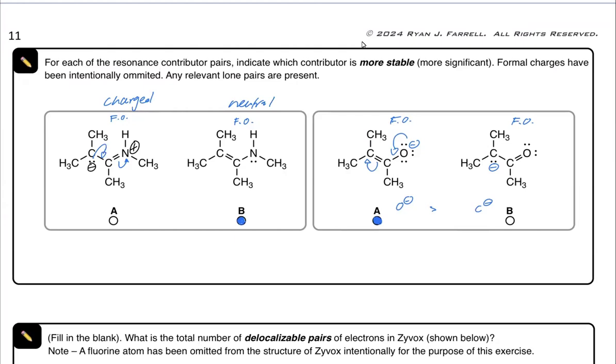All right, just another example format you might see. Be sure to read the prompt and see if formal charges have been intentionally omitted. It's not uncommon for professors to do that.